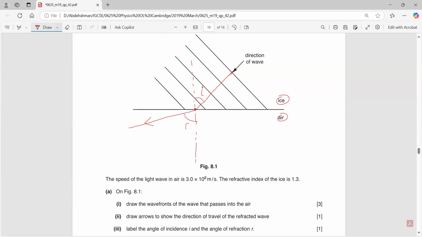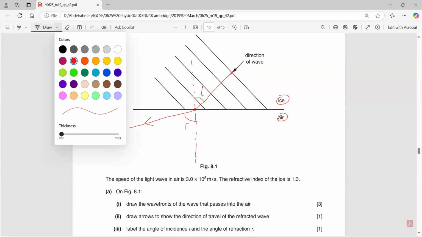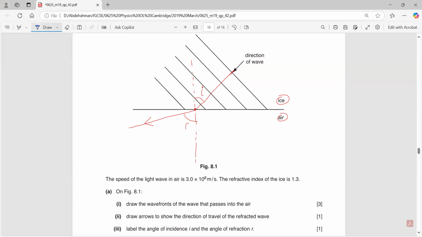Can I draw wave fronts that have moved into the air? Yes, the wave fronts would be in this direction. The wave fronts would be bent away, meaning that the angle would increase. The speed increases, the wavelength increases. They all increase as it moves into the air.